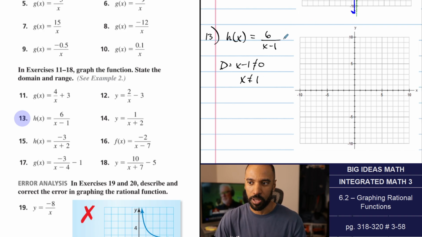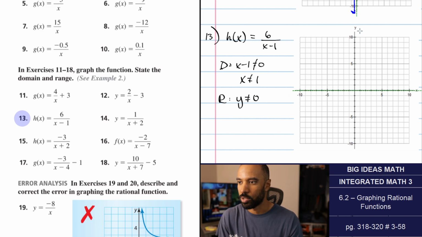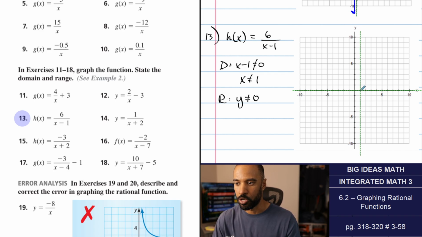The range, this a plus k is plus 0. Range already, we can say y can't equal 0. Just get ready for those two. So we have a horizontal asymptote at y equals 0. We have a vertical asymptote at x equals 1. So here's our translation to the right. We basically have this now as our new origin.